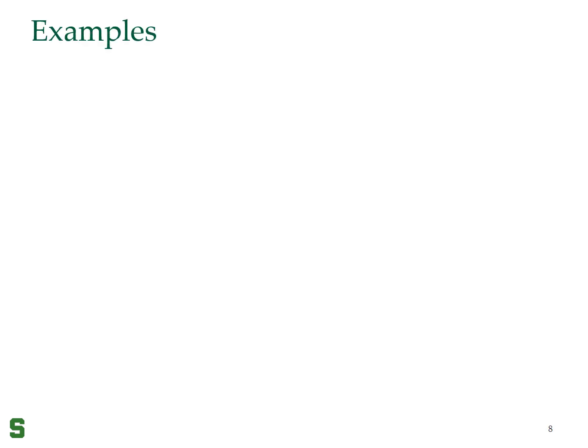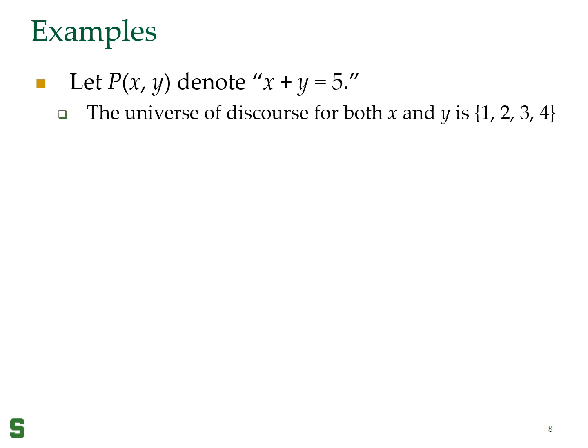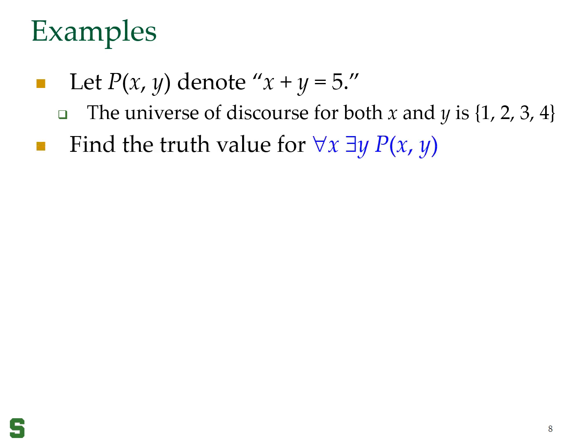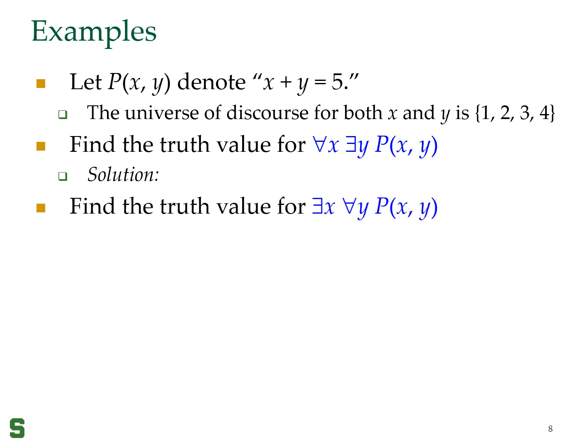Let's look at an example. Here p of xy denotes x plus y is equal to 5. Let's say the universe of discourse is 1 through 4 for both x and y. The question is, what is the truth value of for all x there exists y p of xy? And what is the truth value of there exists x for all y p of xy?